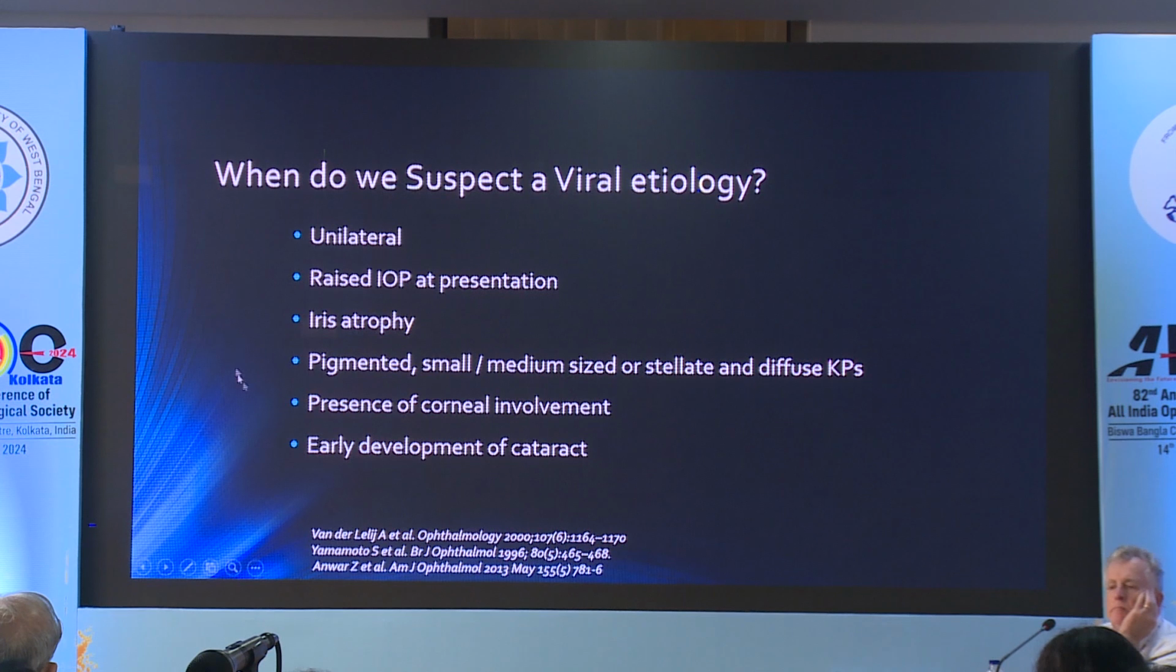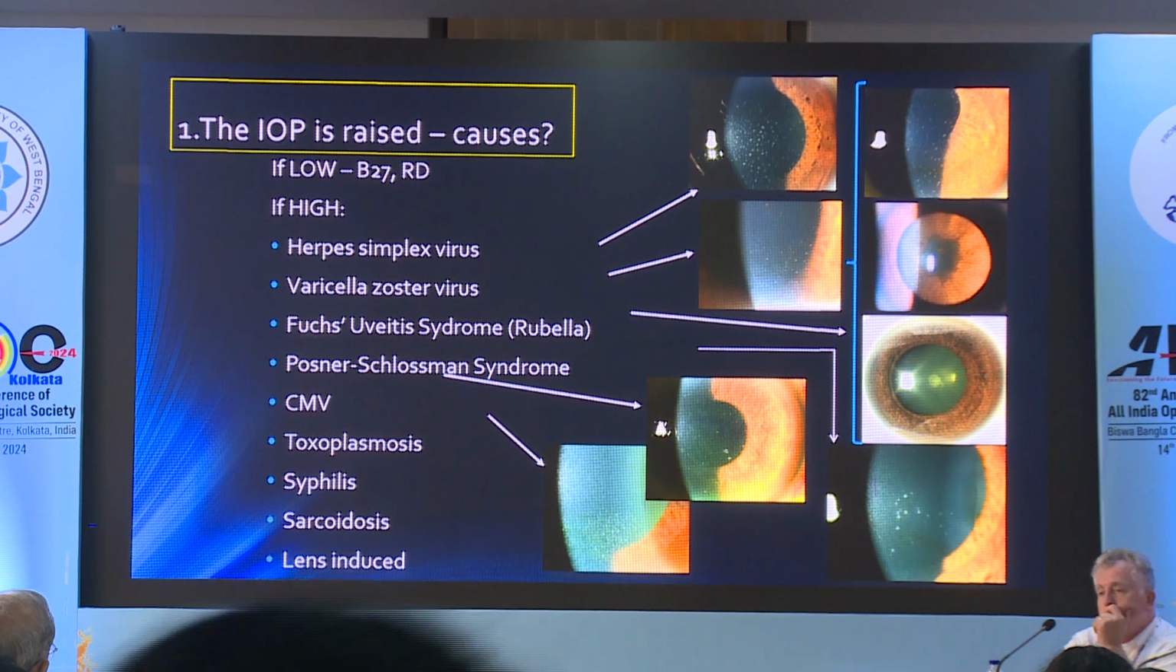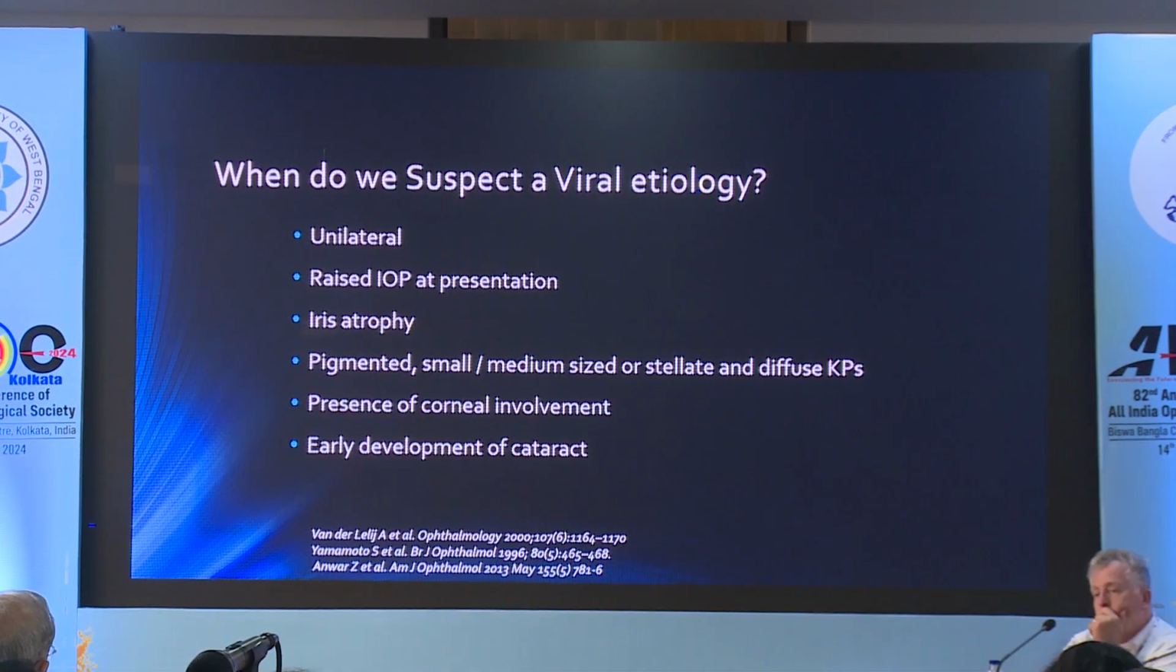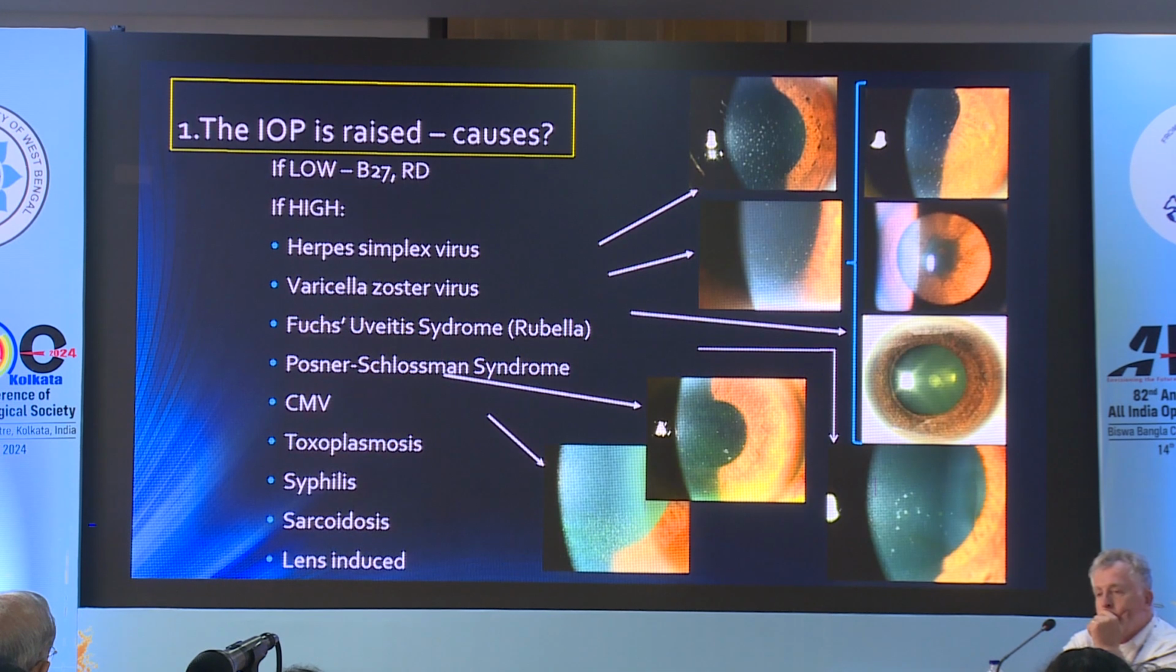So usually these patients present with one eye involvement. They have raised pressure at the time of presentation. Iris atrophy may be present, pigmented, small, medium-sized, or others may have stellate and diffuse KPs. The presence of corneal involvement, either acute or just in the presence of scars, and the early development of cataract in some types of viral uveitis.